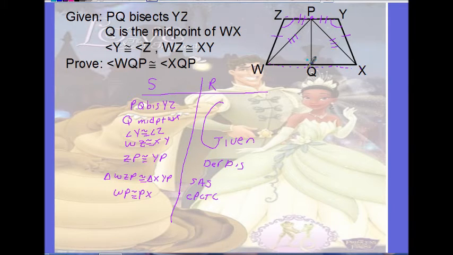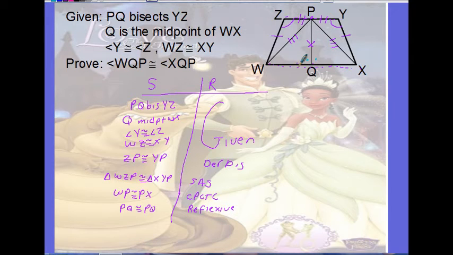Now, what I also see here is that I have a reflexive line. I can say that PQ is congruent to PQ by reflexive. I'm running out of tick marks. I can either draw 4 lines or I can draw something like an X.